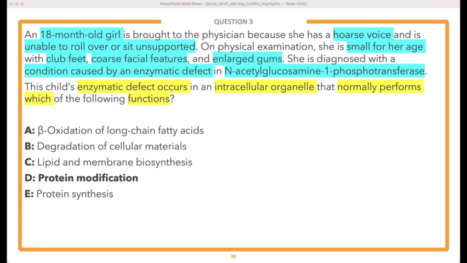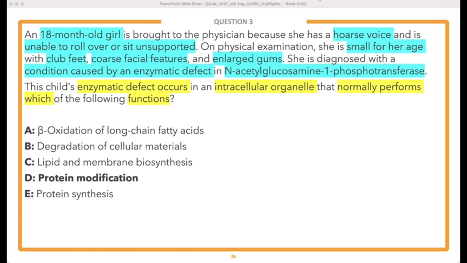So hopefully you guys are able to pick up on what was going on in this question, that it was I-cell disease, but also just how important it is to make sure you're not reading over that lead-in too quickly, because there's a lot of subtle clues there that, in this question, would have helped you pick D over B.